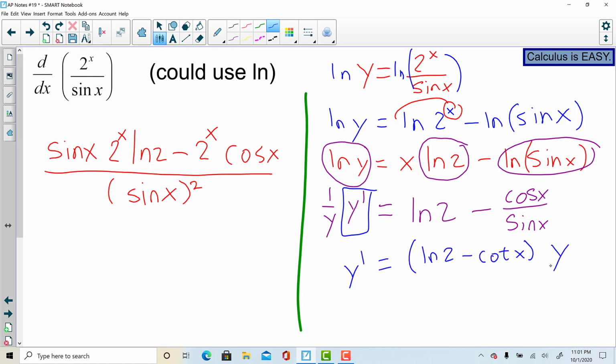But remember, we can't just leave a y there. We're doing the derivative of a function of x. So having a y doesn't make any sense. So we'll erase the y, and we'll put what y is equal to. And that's your final answer.